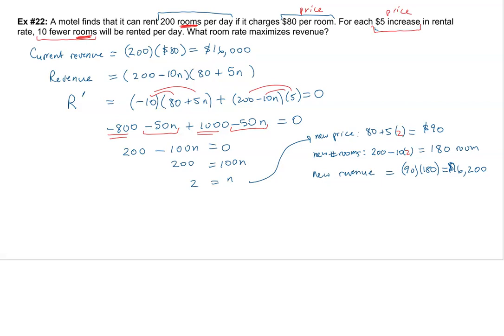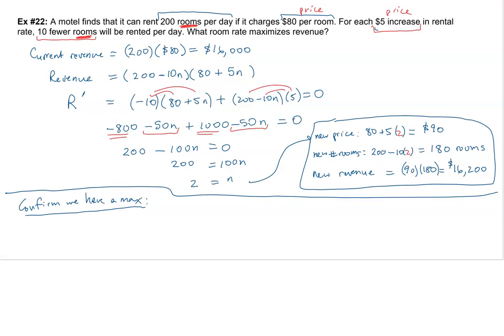So a little bit of an increase for one day. You know, is it worth it? Maybe. We're not making judgment calls here. We're just doing the math. So there you have it, a new price, a new number of rooms, and a new revenue. Now, maybe on this problem, because we have just a couple more minutes, I'll just confirm that we have a max.